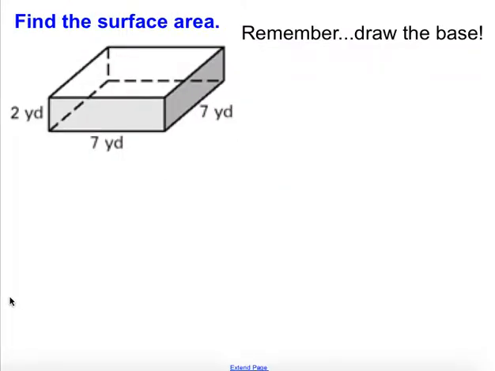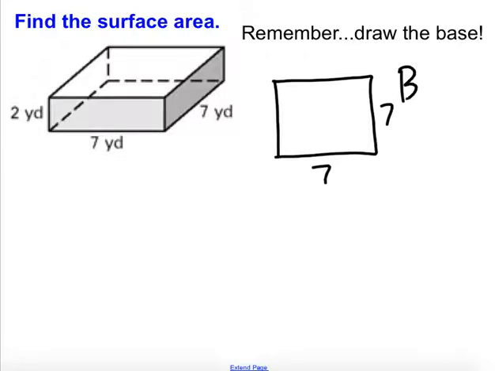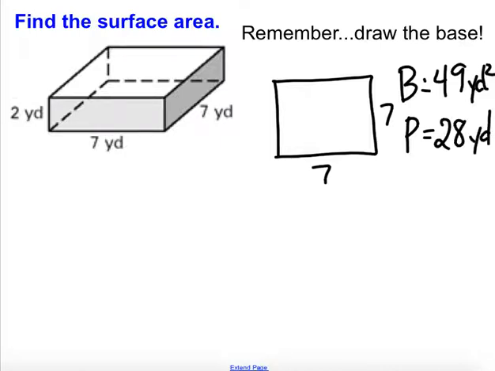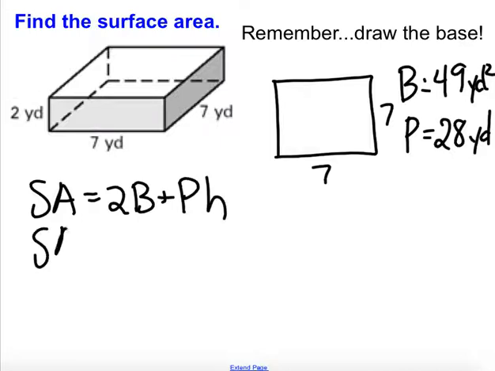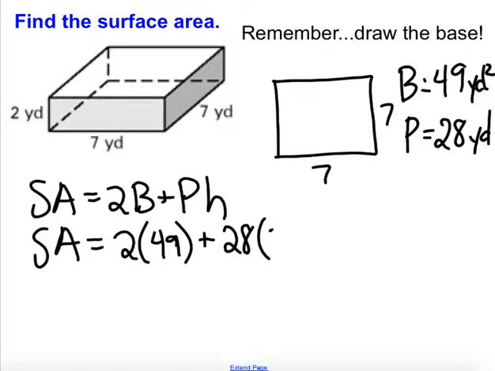So let's try this. The base of this is sitting on that 7 by 7, so the area of the base is 49 yards squared. And the perimeter of the base, well, 7 plus 7 plus 7 plus 7 is 28 yards. So we plug it into our formula: surface area is 2 times the area of the base plus the perimeter times the height.